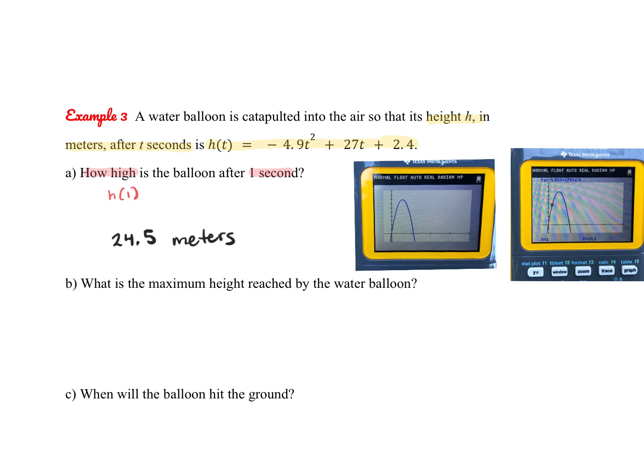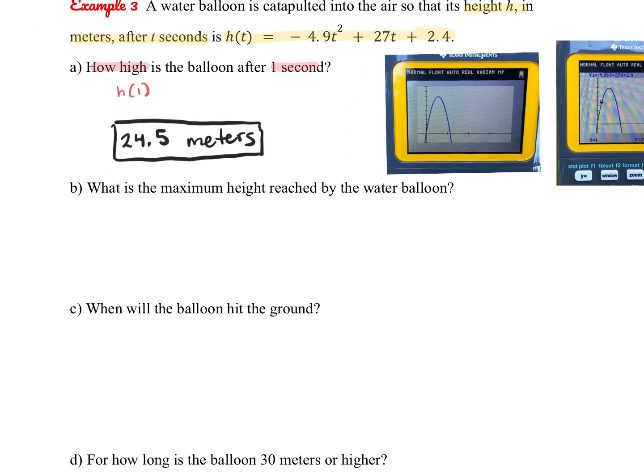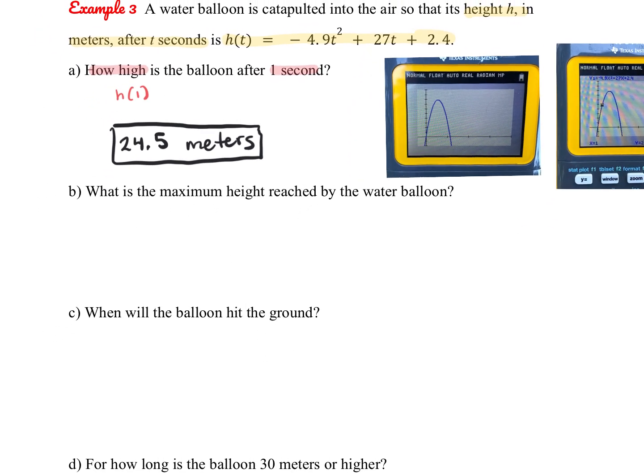and we want to make sure we're using the right unit, so it's meters. The next question they ask is, what is the maximum height reached by the balloon? So maximum implies vertex, height implies y value, so we're finding the y value of the vertex, which we talked about how to do in that last example: second trace, and then you go to maximum, and you go to the left and right. And then for this one, we can round, let's say 39.6 meters. So again, we're looking for that y value of our vertex.